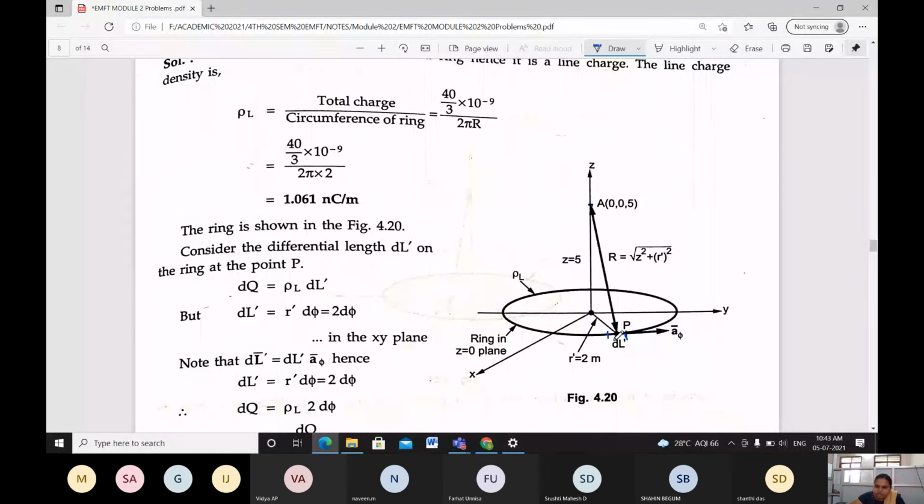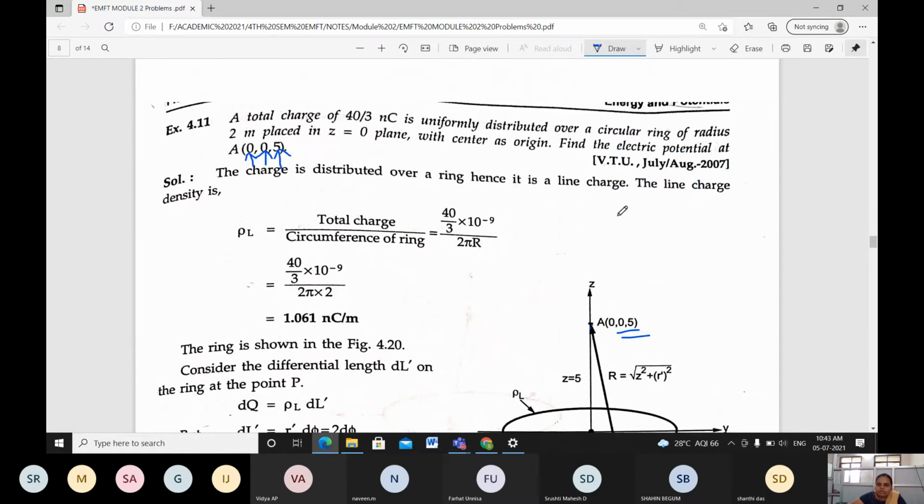And what is the distance of this? By using Pythagoras theorem, we can write that r is going to be equal to the square root of, what is the distance from this to this? From this we can find out, it is z, which is going to equal 5 only. z square plus this is r dash, this plus r dash square. Therefore this is the figure for the given question.